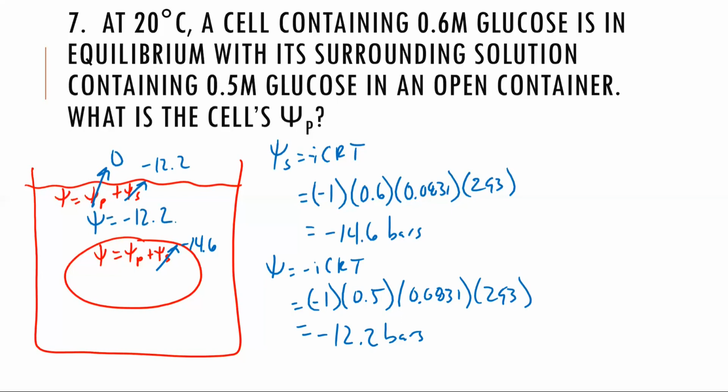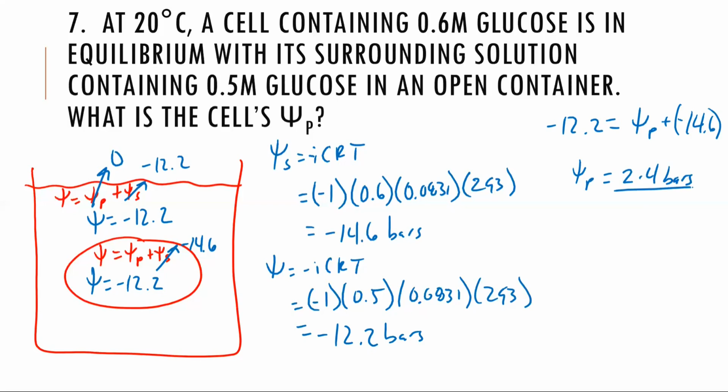The cell is in equilibrium with that. And so the overall water potential in the cell also should be negative 12.2, which gives us another math problem: negative 12.2 is equal to the pressure potential plus the negative 14.6. Got to keep that negative in there. And so that would come out to be 2.4 bars, positive 2.4 bars, right? And so there you have that one.